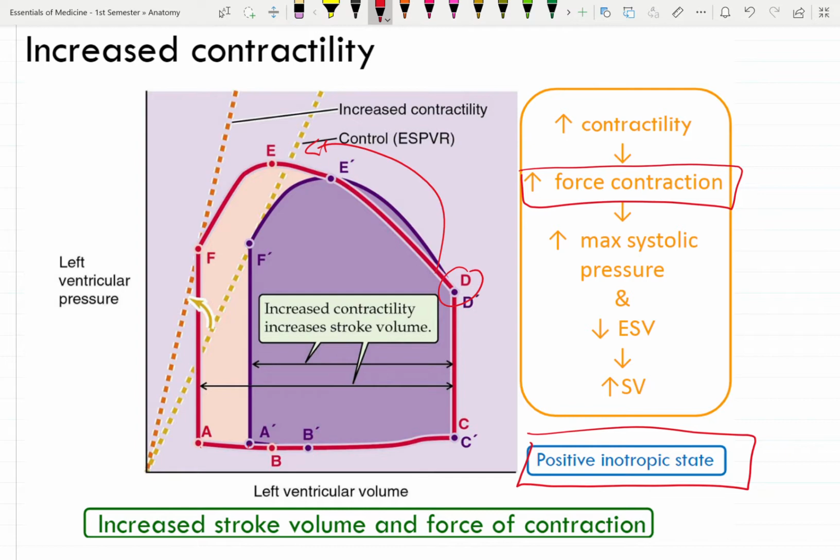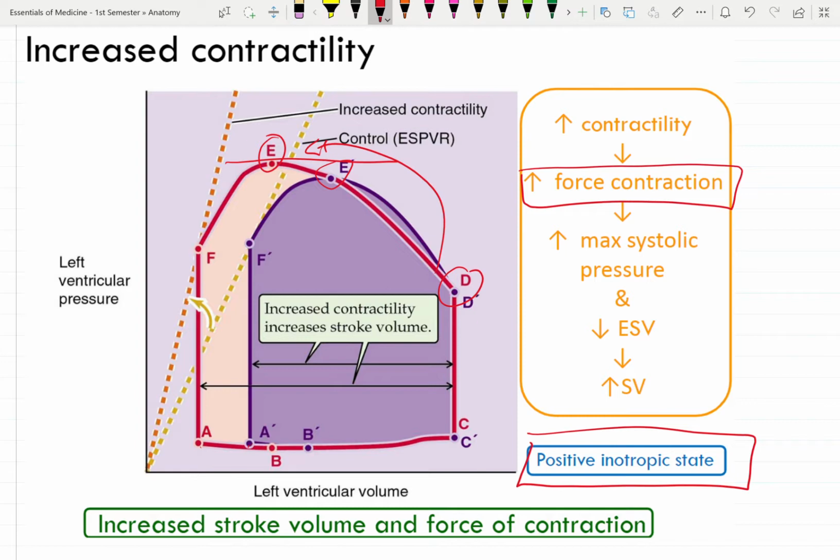What does that mean if you're having more contraction? Not more contraction, the contraction is greater. Once the contraction is greater, that means a new maximal systolic pressure will be obtained. As you can see here, from E to E prime, there's a change. Okay, that's the first thing.